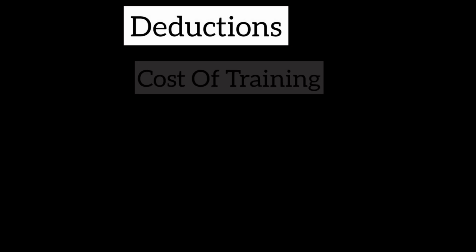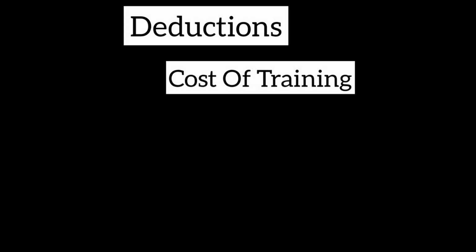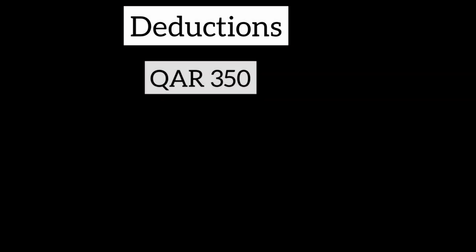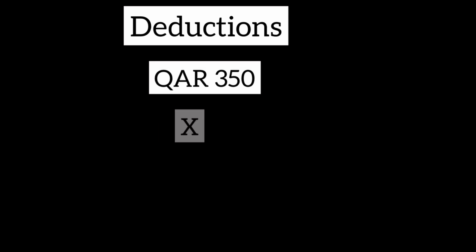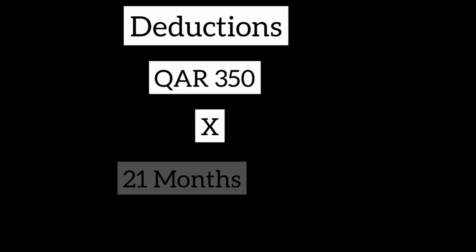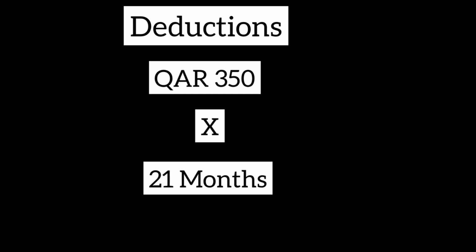So when you initially start flying, the company is absolutely doing a lot of expenditure on the comprehensive training that they are going to give you when you become a part of their airline and when you start flying. So as a part of your cost of training, you are supposed to return Qatari riyals 350, which is deducted from your salary every month for a period of 21 months, which becomes a total of 7,350 Qatari riyals.